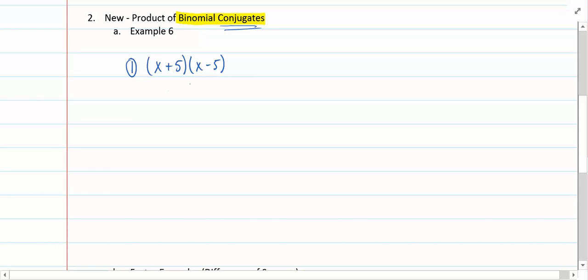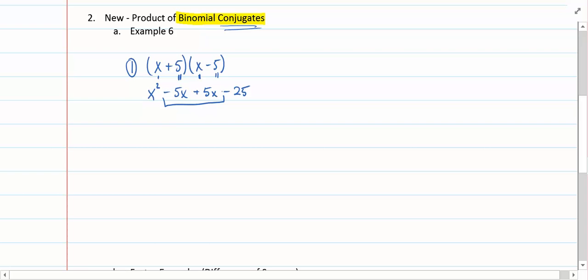Let's go ahead and FOIL this and see what sort of result we get. For our first product, we have to multiply x times x. That makes x squared. For our outside products, that's x times 5, which is negative 5, so we're going to write a negative 5x here. For our inside products, we have a positive 5 and a positive x. That multiplies together to make a 5x. And for our last products, we have a positive 5 times a negative 5, which equals negative 25.